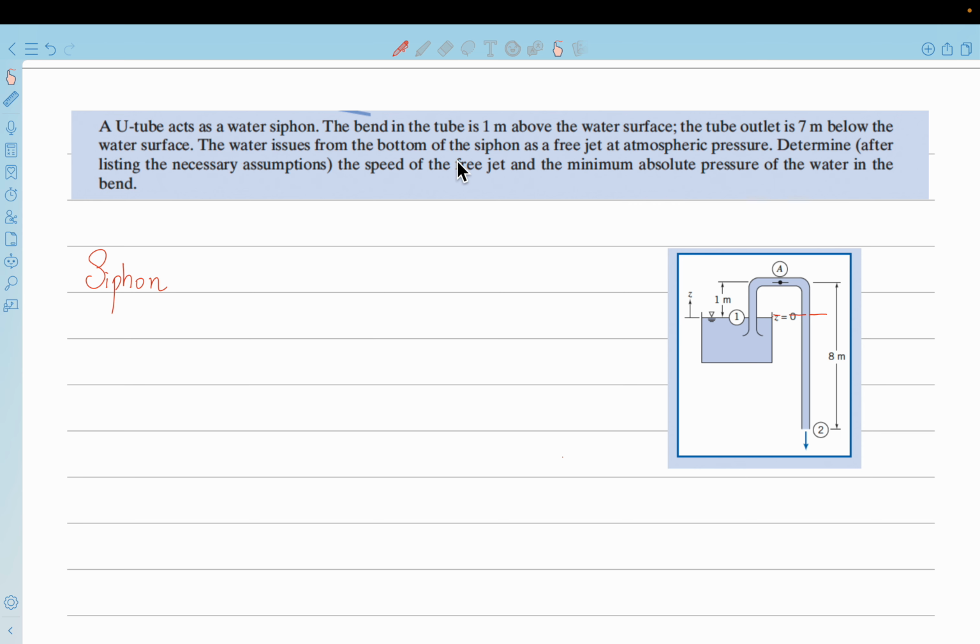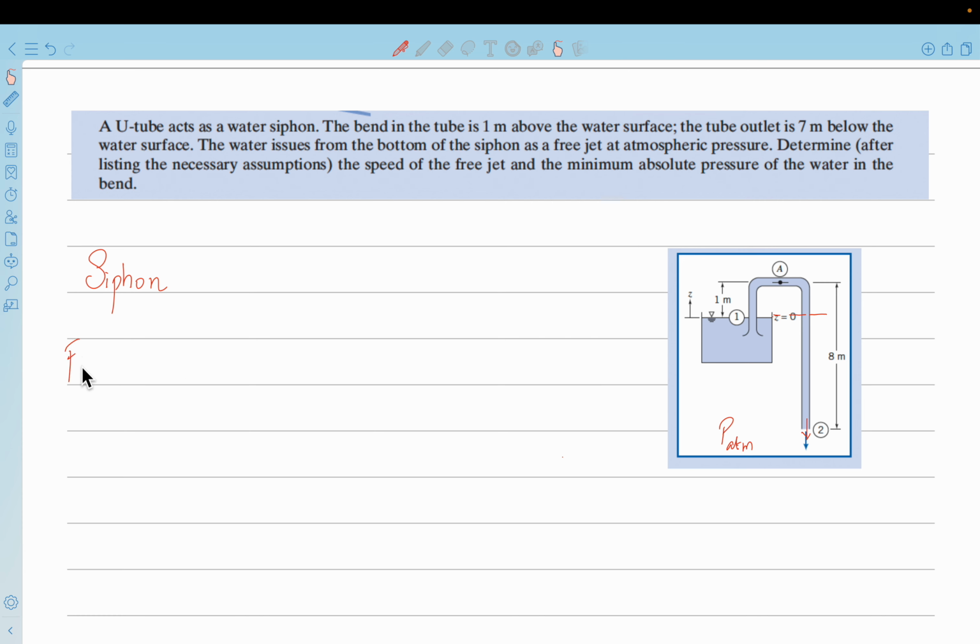The water issues from the bottom of the siphon as a free jet at atmospheric pressure. So from here the water is released into the atmosphere as a free jet. It can just open into the atmosphere. So you know that the siphon is open to the atmosphere pressure, P atm. Okay. What we have to do is determine, after listing the necessary assumptions, the speed of the free jet and the minimum absolute pressure of the water in the bend. So we have to find the pressure at A.